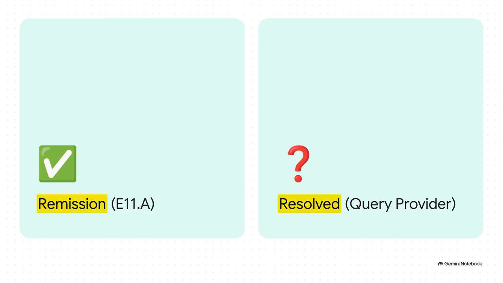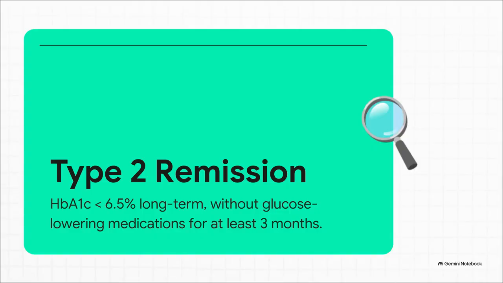But if a doctor just writes that the patient's diabetes is resolved, well, that is absolutely not synonymous with remission. If the documentation is fuzzy or unclear, you can't just guess. You must query the provider to clarify if the condition has actually achieved clinical remission. And to properly justify querying your provider or coding for remission in the first place, you really need to understand the strict clinical parameters required.